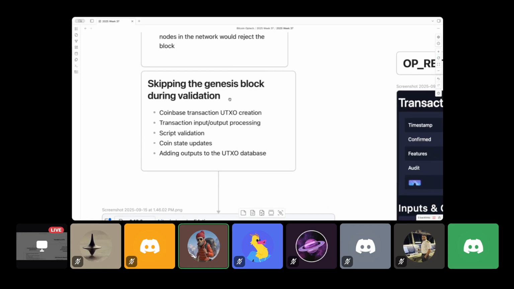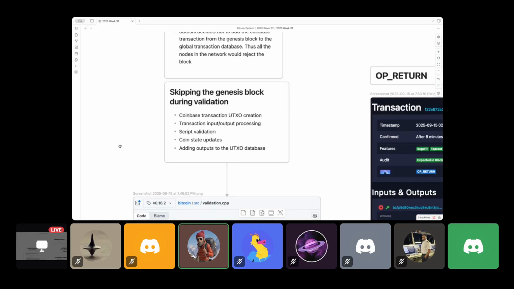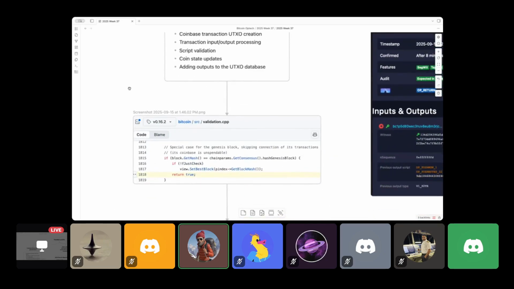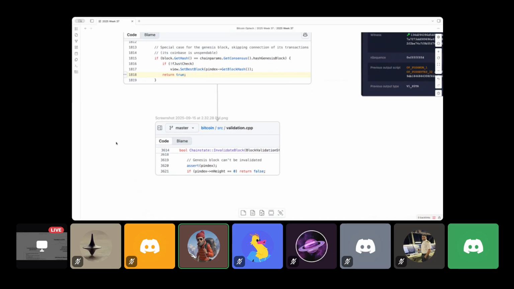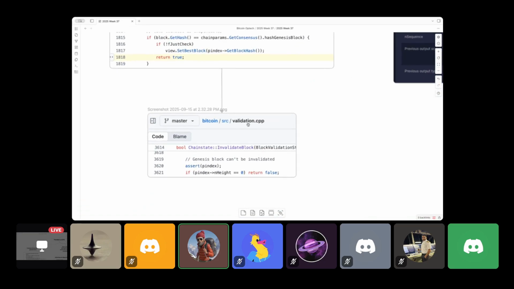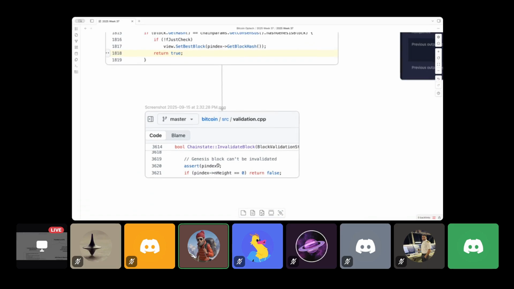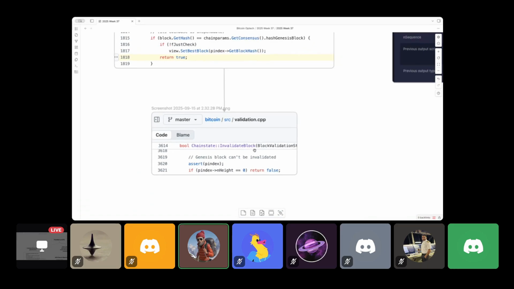The coins' state is not updated, and finally all this leads to the output not getting added to the UTXO database. So this is a very peculiar, special transaction wherein the transaction itself doesn't get into the UTXO set at all. Also, it is hard coded in the validation.cpp that the Genesis block can never be invalidated. So you cannot invalidate a Genesis block at all.